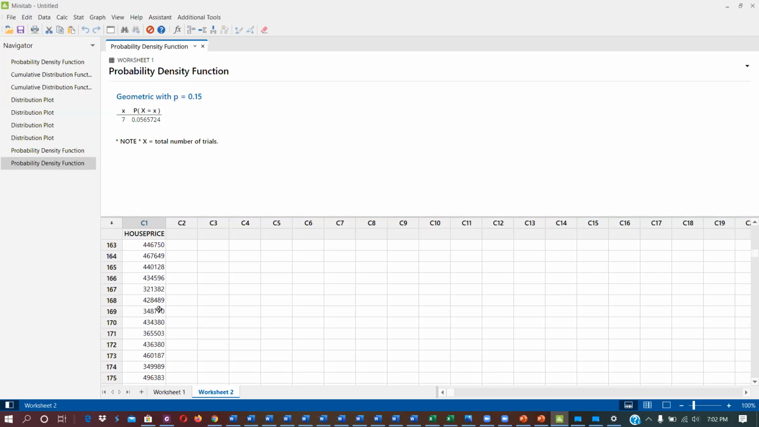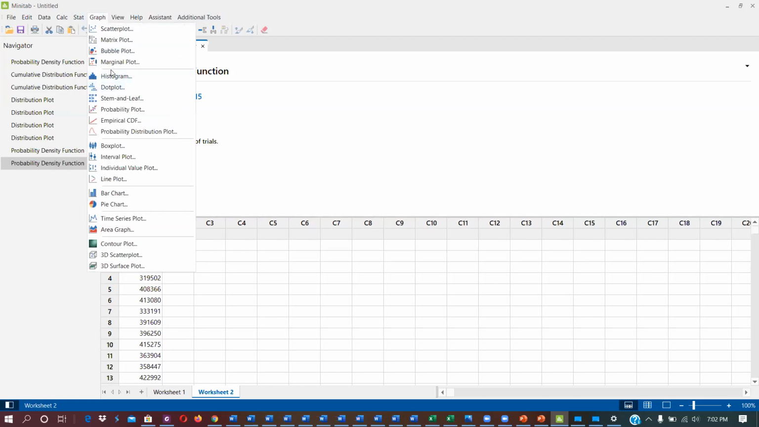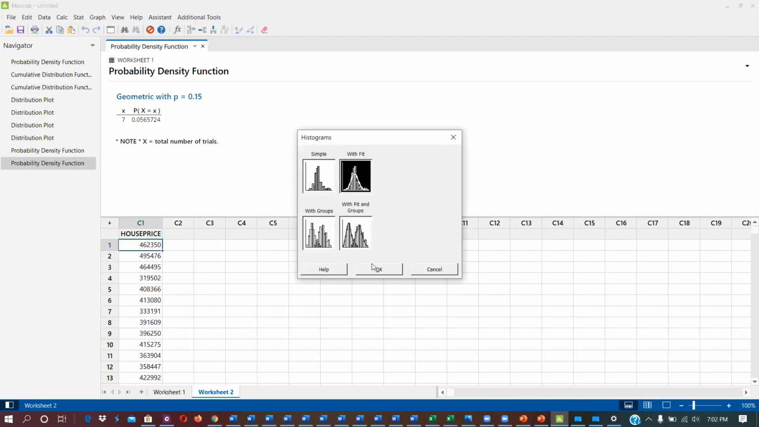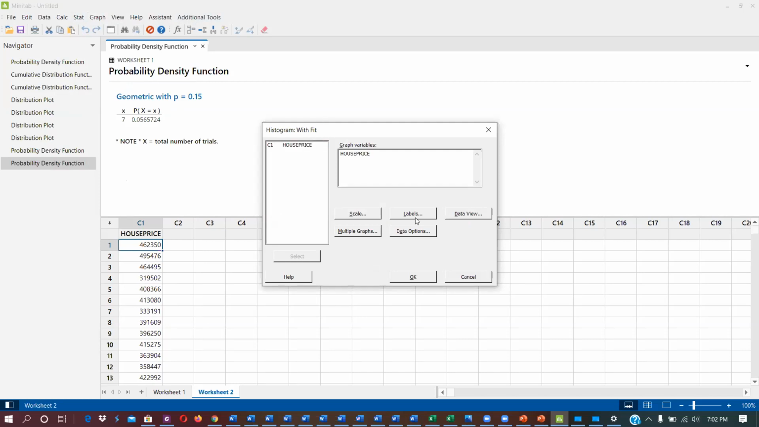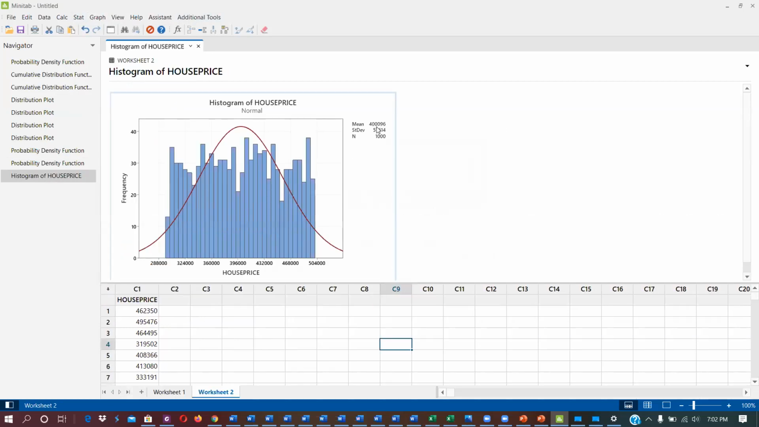Minimum is 300,000 and maximum is 500,000. Let me go and plot the normal distribution. Here I go to graph, histogram. I check this. Okay. And I go on this, and let's do this. And this is n equal to 1,000, mean is 400,096 dollars. Standard deviation is 57,000.